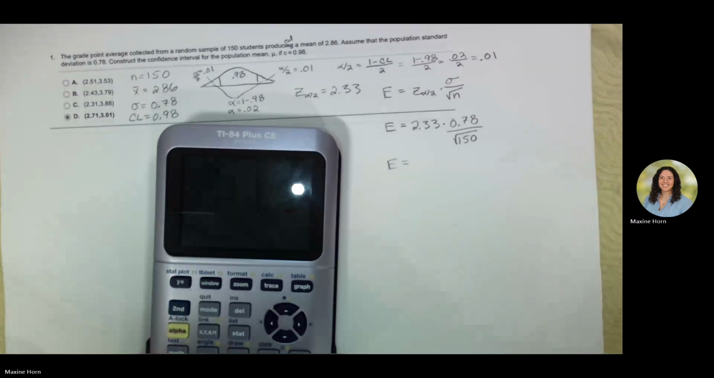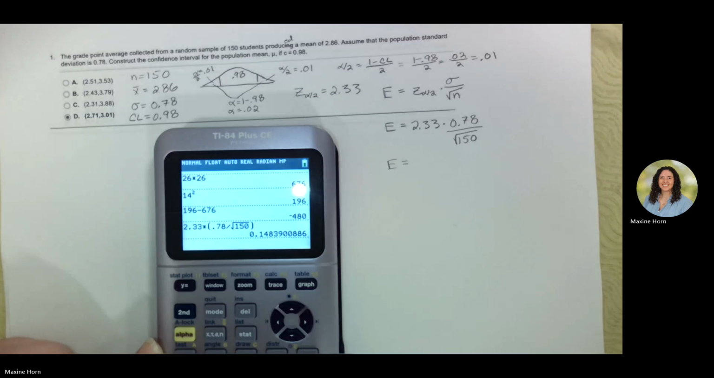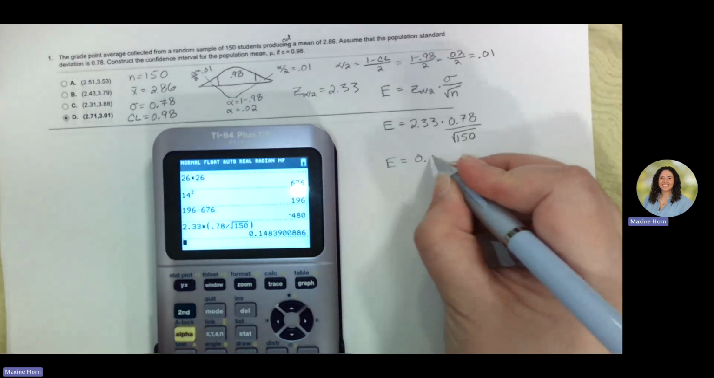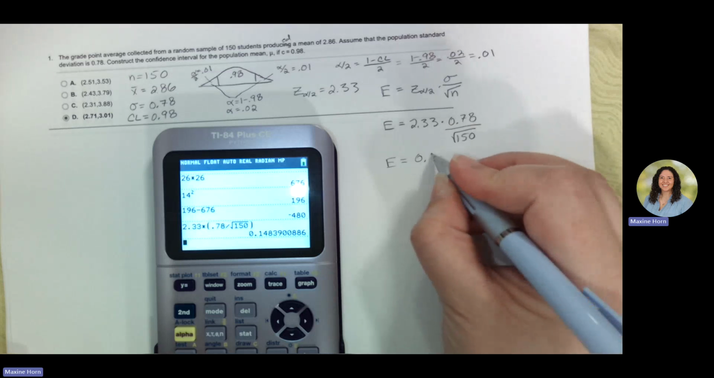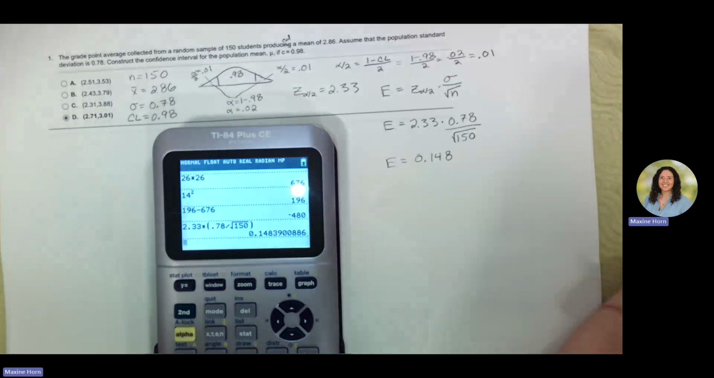All right, so in the calculator, 2.33 times 0.78 divided by the square root of 150, and we get our error is 0. Let's see, I'm gonna go to 3 decimals here, and then I'll go to 2 at the final answer. So, all right, great. We have our margin of error.